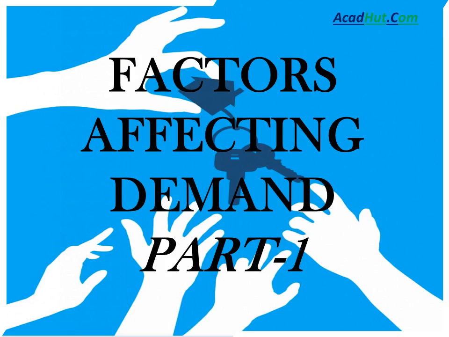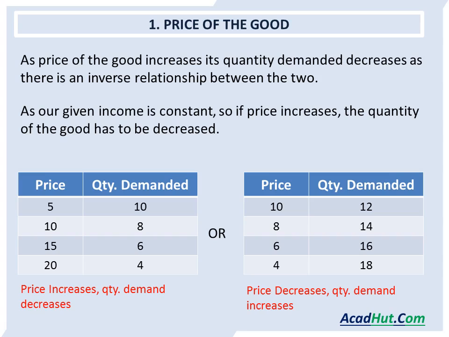Hello everyone, here we come on to the topic factors affecting demand, part 1. We come on to the first factor, that is price of the good. As price of the good increases, its quantity demanded decreases as there is an inverse relationship between the two.